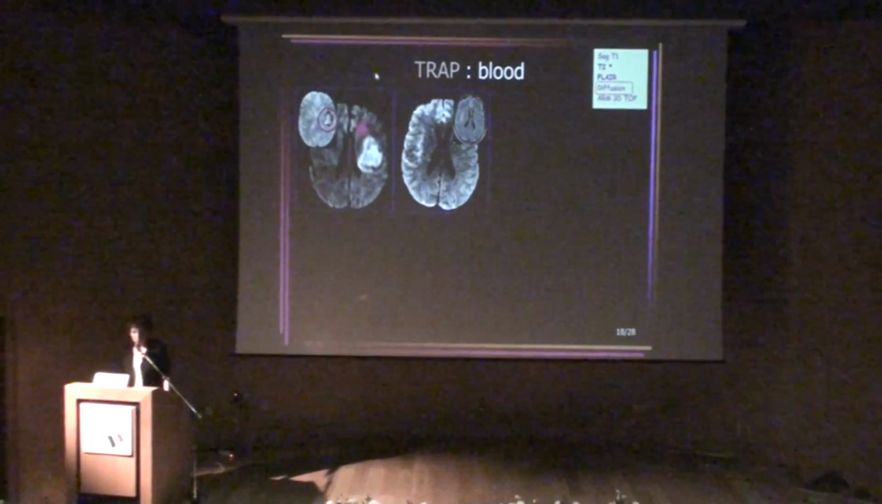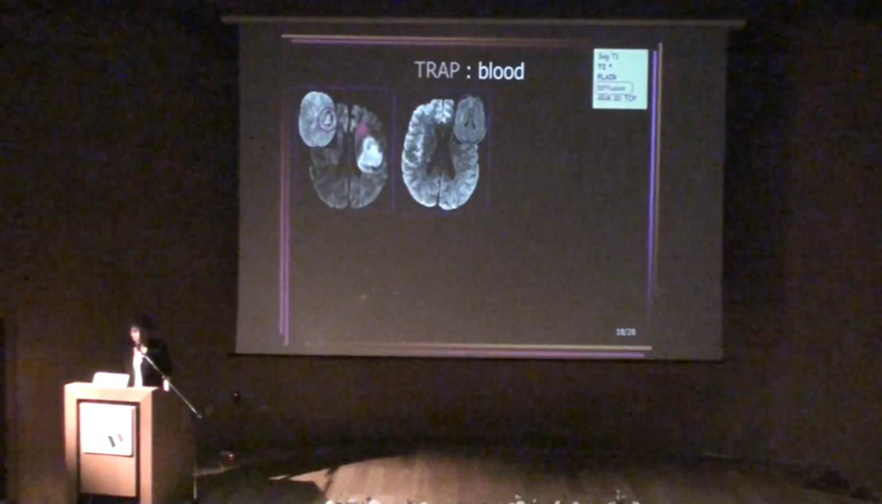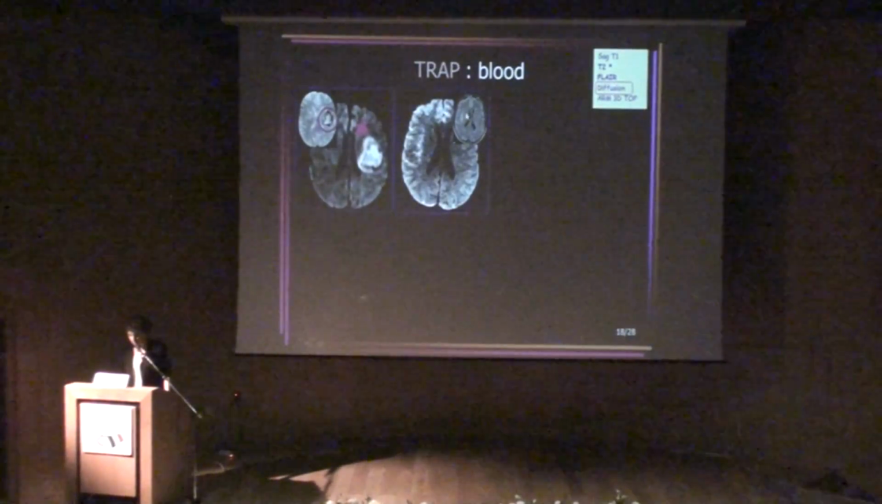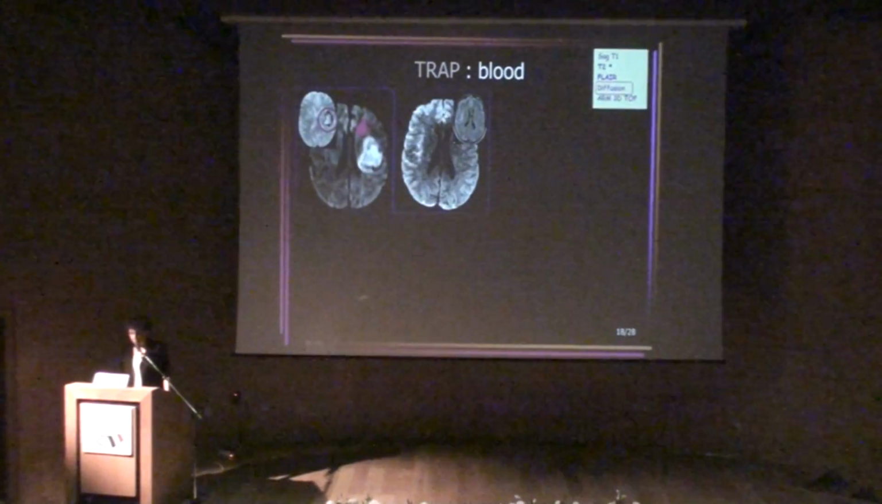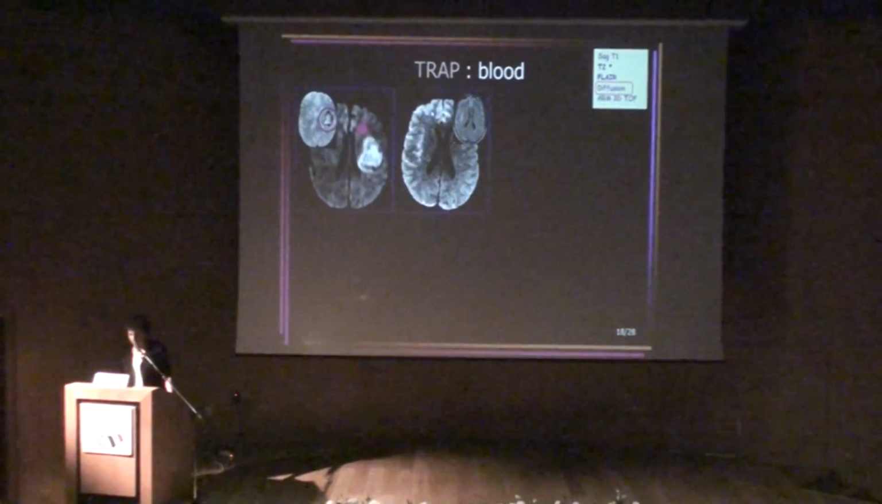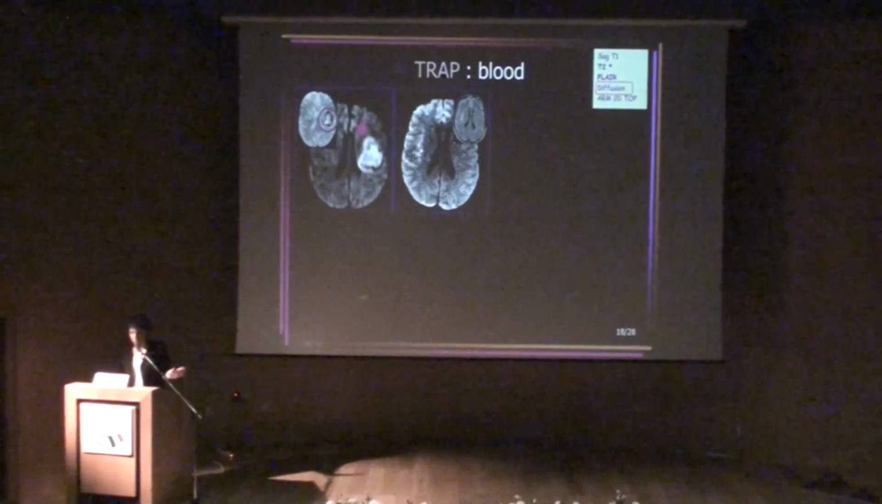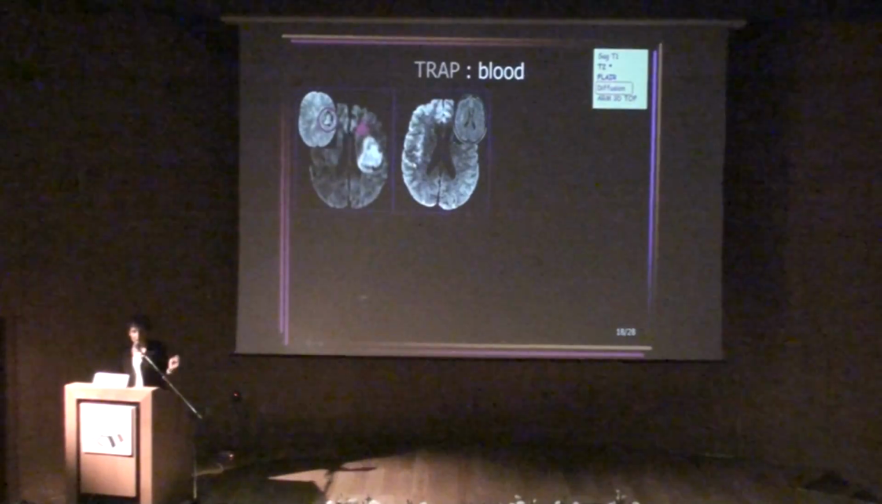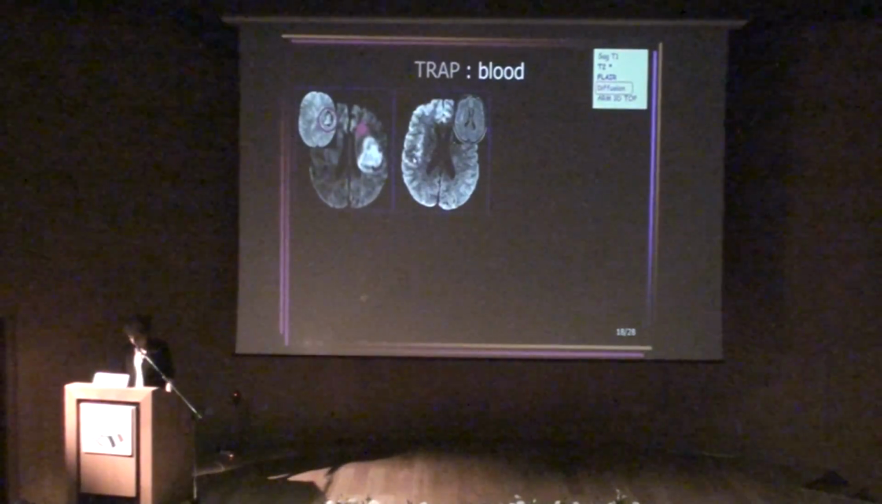It's true for brain hematoma, it's also true for subarachnoid hemorrhage. As you can see here, this is a patient with subarachnoid hemorrhage. It's bright on diffusion, and this is a simple T2 shine-through effect. There is no acute ischemic stroke here. You simply see the blood in the subarachnoid space that's bright on diffusion.